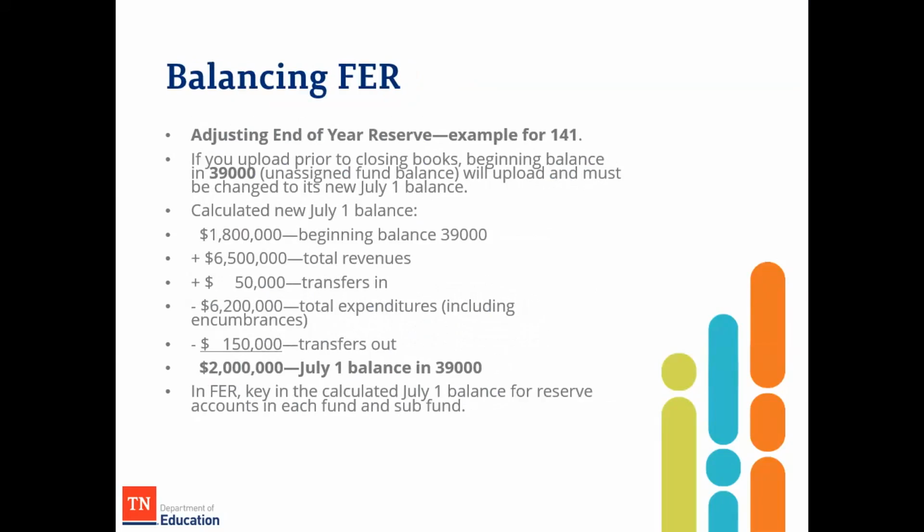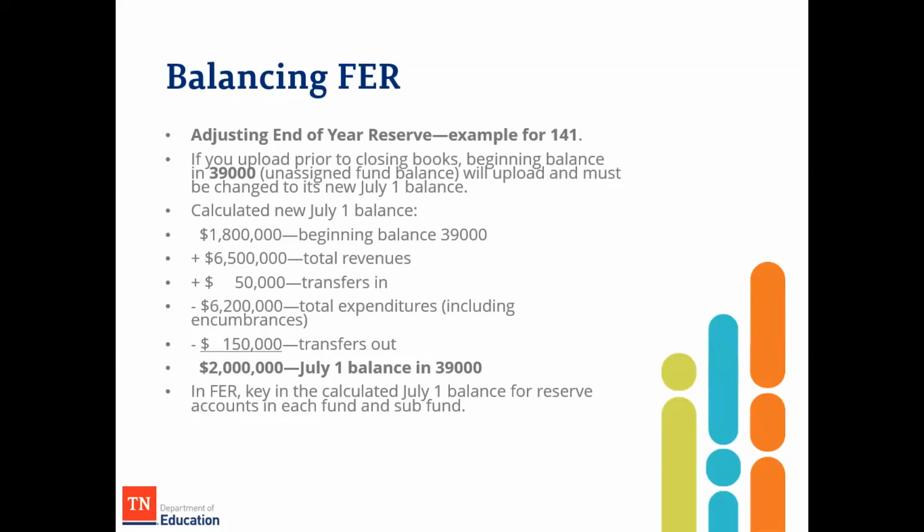This is an example of adjusting end of year reserve in Fund 141. Again, if you're uploading prior to closing books, the beginning balance in $39,000 will upload, and you've got to change it to the new July 1 balance. And we're going to do the calculation of how you get that new reserve, the new July 1 balance, what it should be.